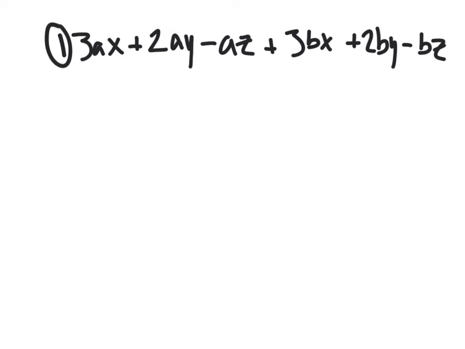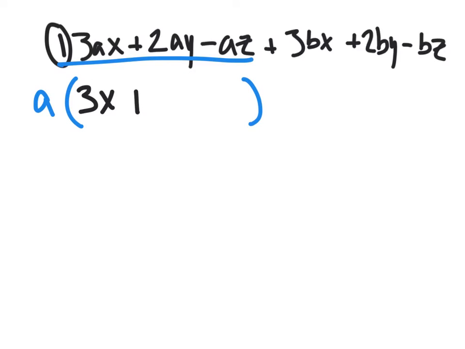Let's pull out a single A from the first group. And what do I mean by group? I'm talking about these first 3 terms. All right? So if I pull out an A from these first 3 terms, what will I have left? 3x plus 2y minus z. You guys got it? So we pulled out an A from those first 3 terms from the first group.